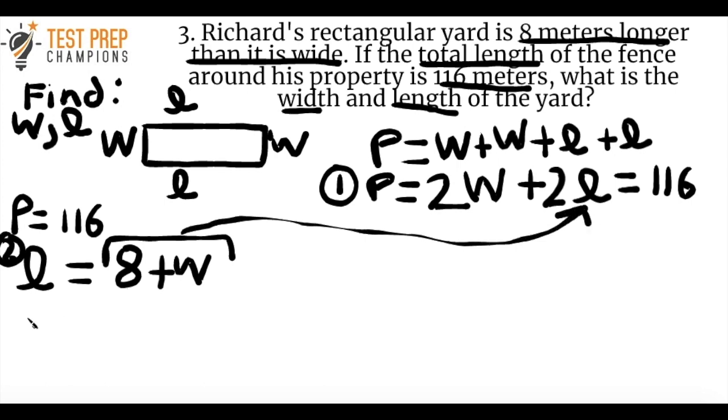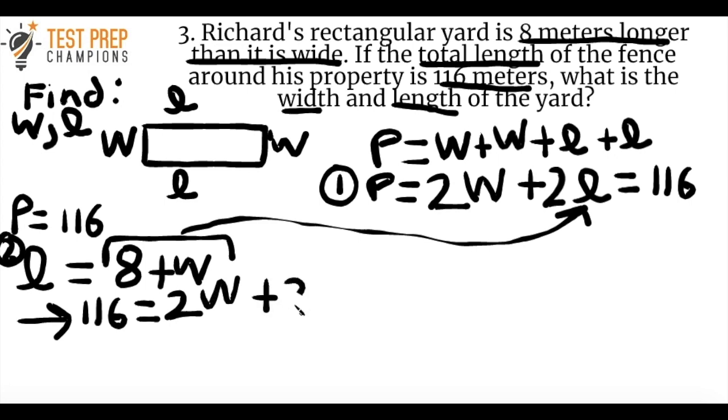So if we do this, what are we going to have? Let me draw an arrow here and show the work. We would say that 116 is equal to 2W, so that's not going to change, plus 2 times L, and since the length is equal to 8 plus W, we're going to plug our 8 plus W in for L. And so now we are down to a single variable, W. Any number that's unknown, we call it a variable. So W is a variable, L is a variable, and we want to get down to just one variable. And in this equation, we've just got one variable.